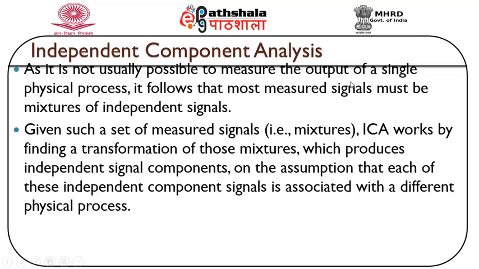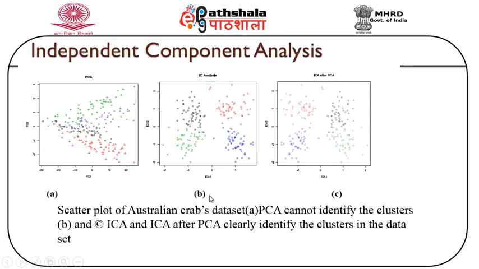As it is not usually possible to measure the output of a single physical process, it follows that most measured signals must be mixtures of independent signals. So given such a set of measured signals, that is mixtures, ICA works by finding a transformation of those mixtures which produces independent signal components, on the assumption that each of these independent components is associated with a different physical process. So this is an example of an independent component analysis, a scatter plot of the Australian crabs dataset.